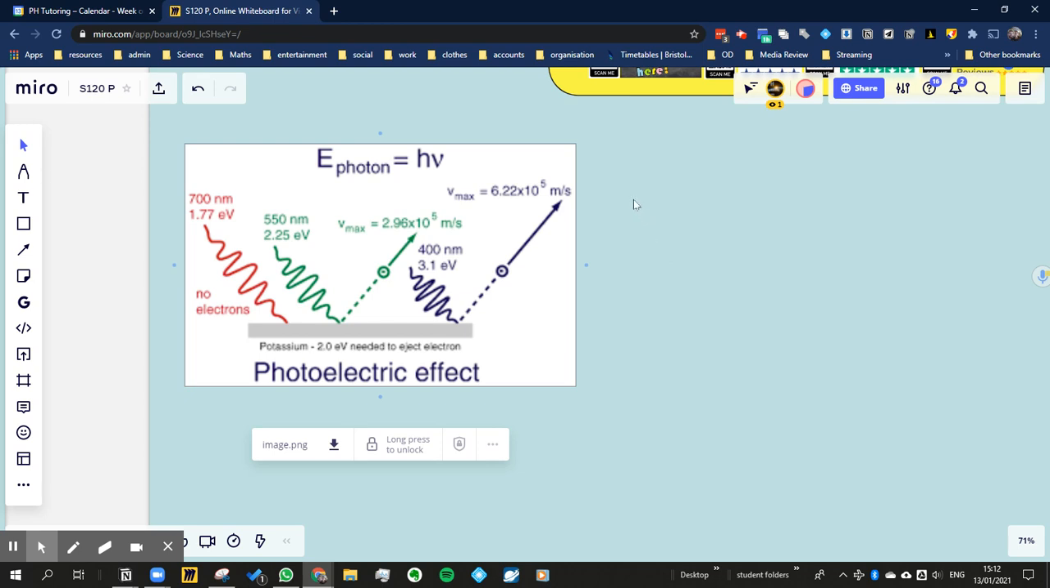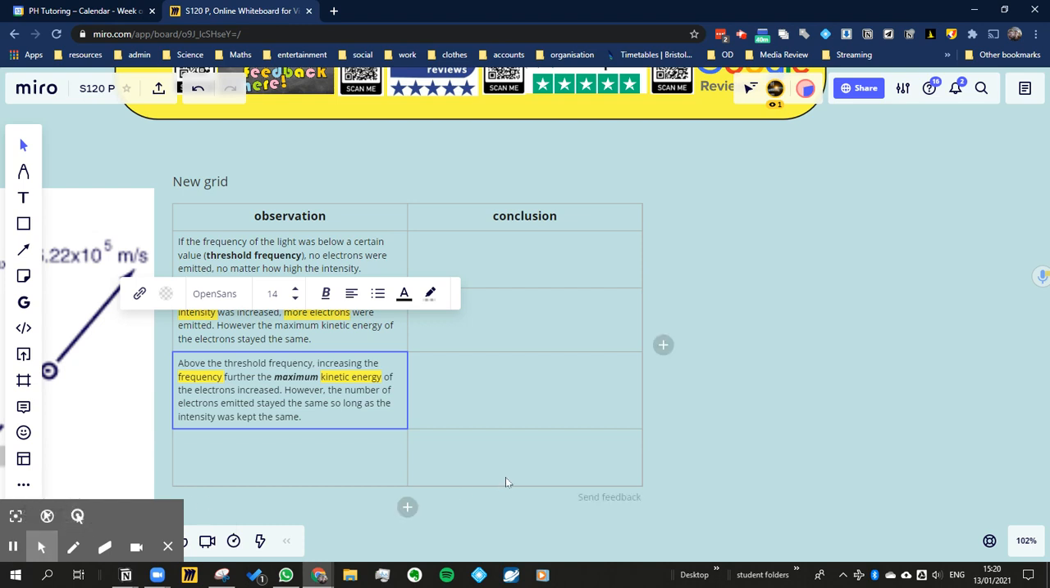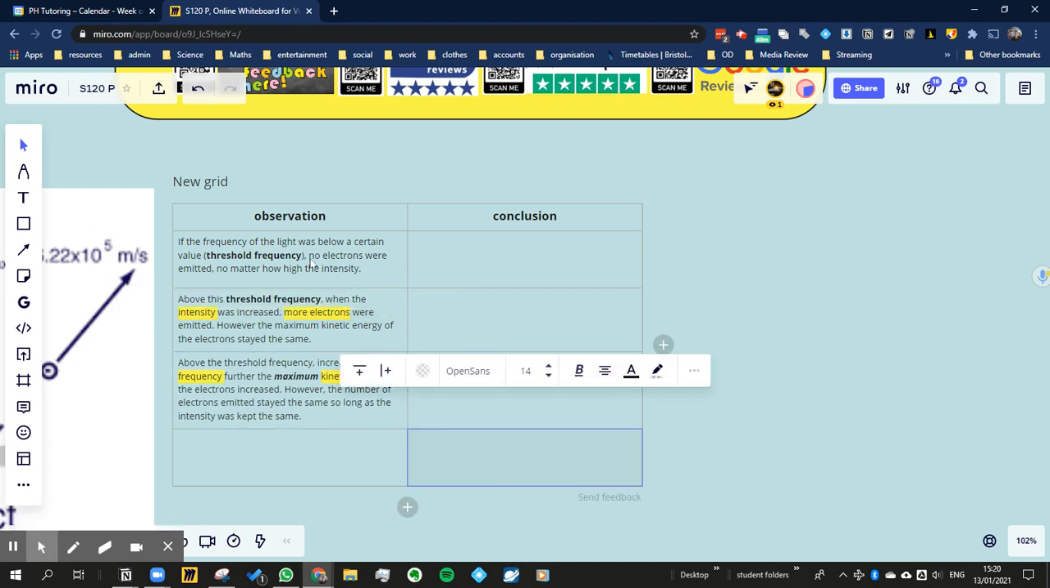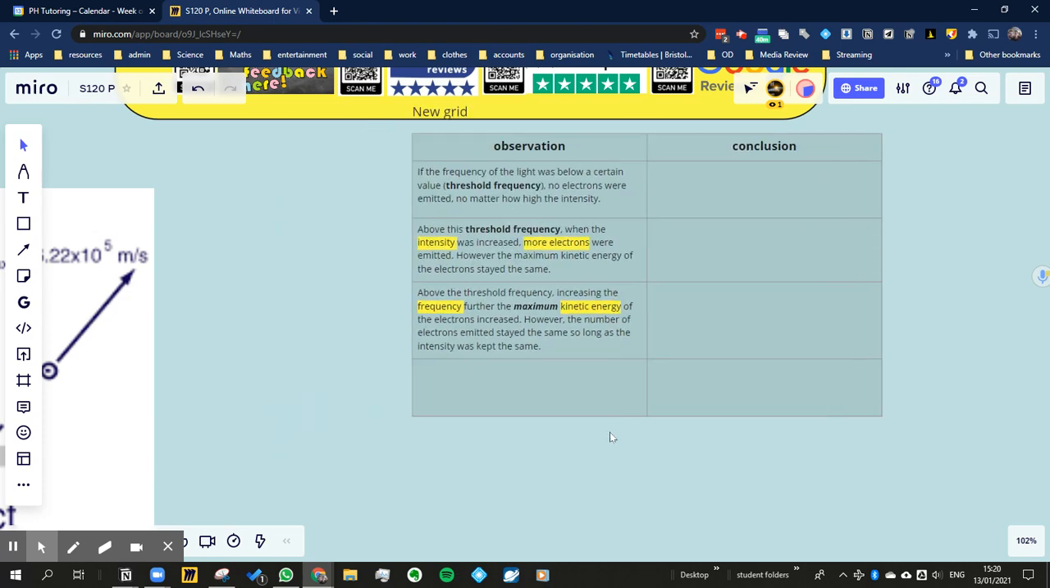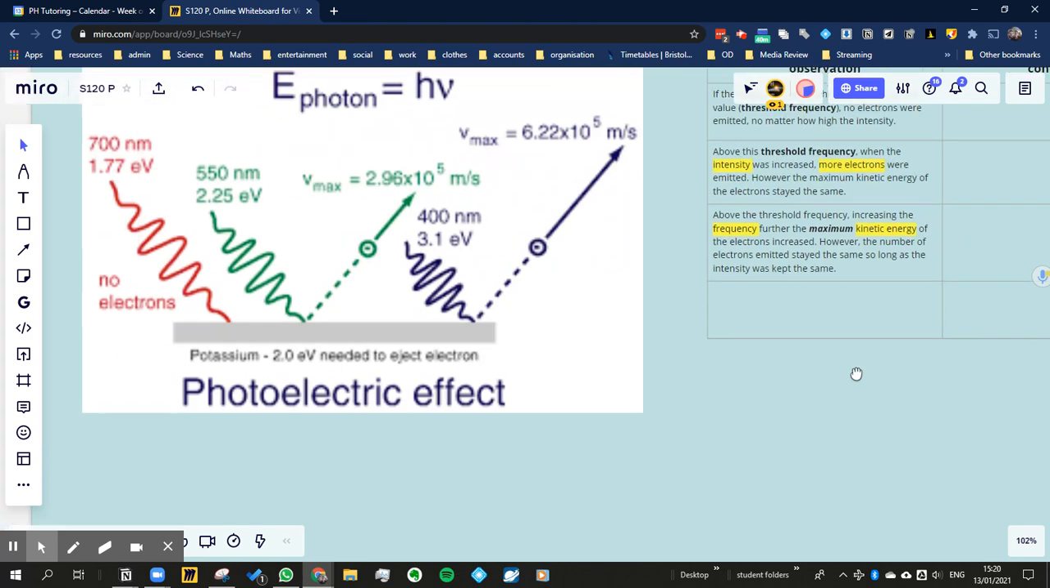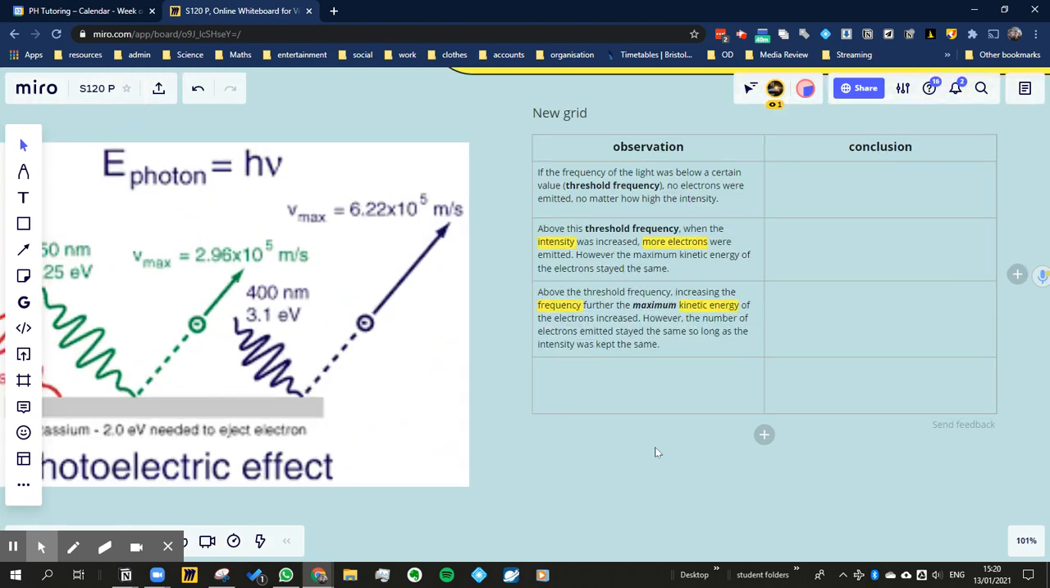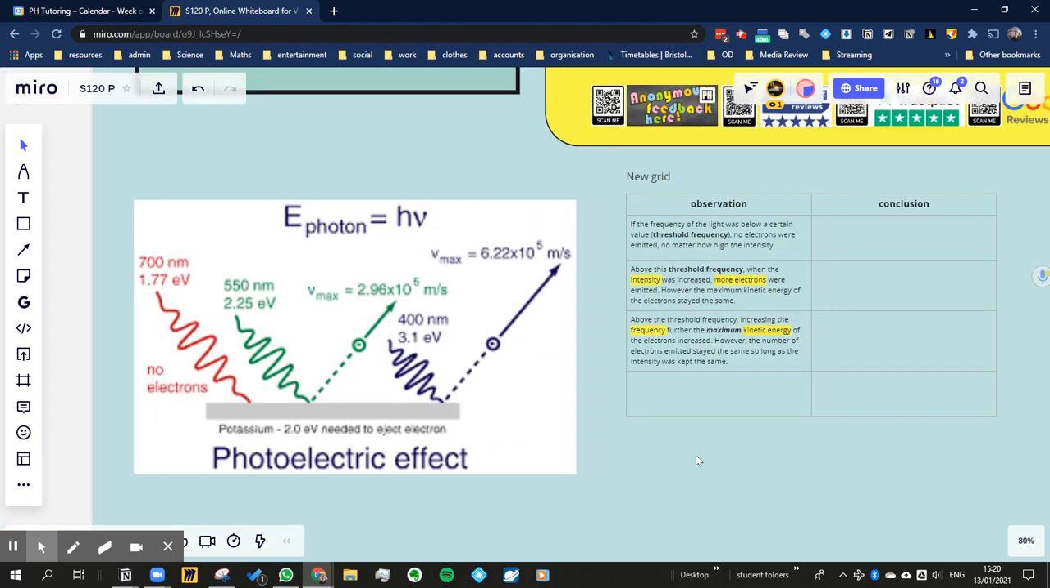I'm going to type down the main observations that were noted during this experiment, and then we'll look at what that meant. Just in summary, if the frequency of the light was below a certain value, which we call the threshold frequency, no electrons were emitted. Let's have a look at the diagram again.